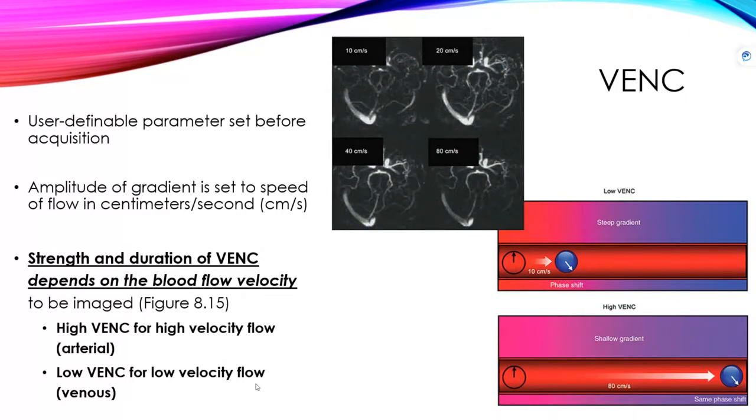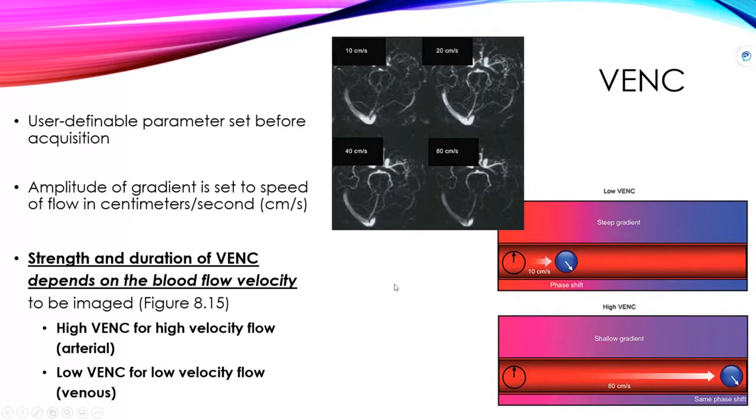If they're moving slow, we've got to apply the gradient over a longer amount of time. And if they're fast moving, we're going to apply it in a shorter amount of time. So 10 centimeters per second versus 40 centimeters per second. And notice how the signal intensity is different in the structures depending on which VENC gradient you're using.